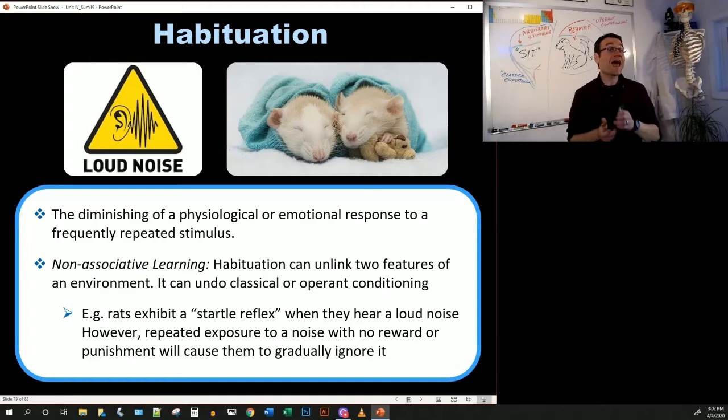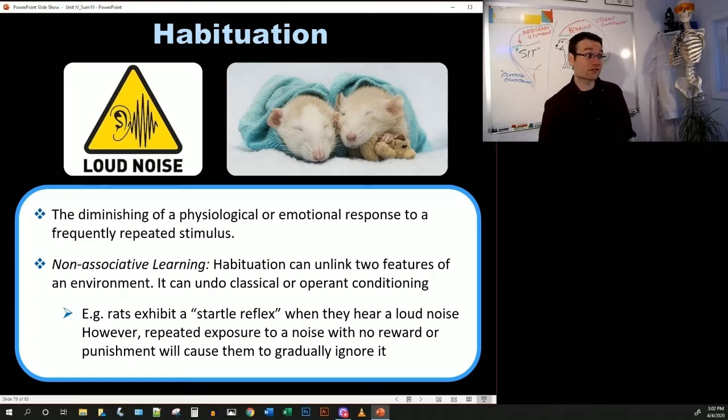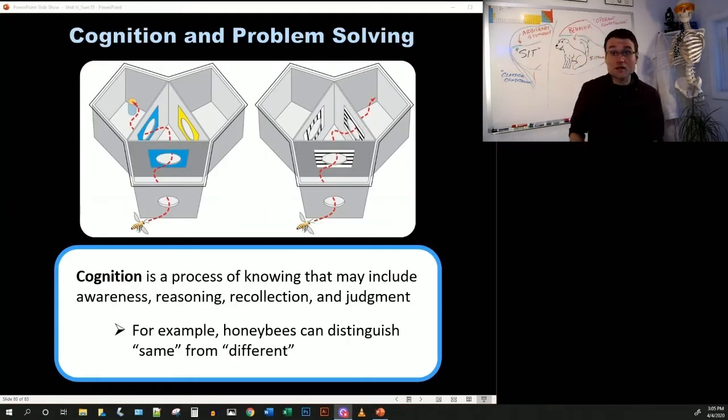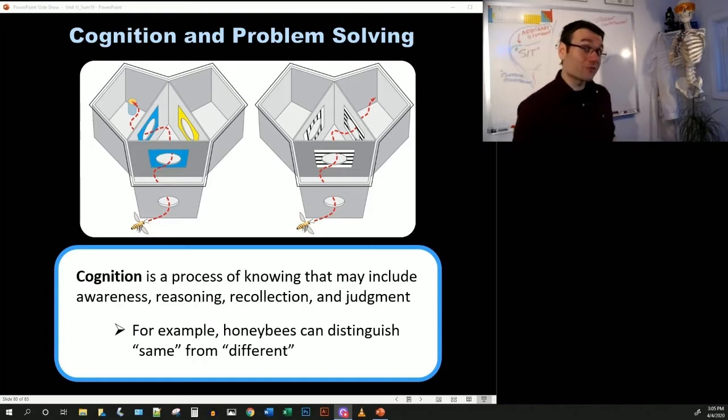Now, that does not have to be a treat. It could be praise. It could be playing with a toy that they really, really like. But if you want these behaviors to continue, you need some kind of reinforcement mechanism, or else habituation is going to diminish that response.